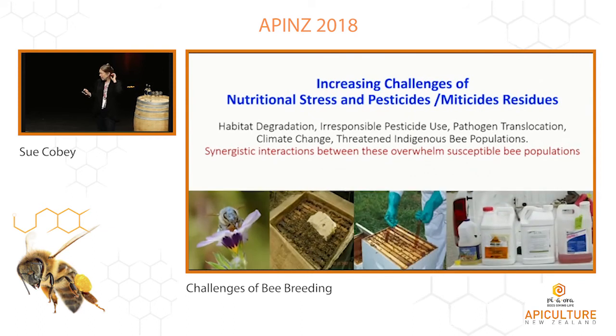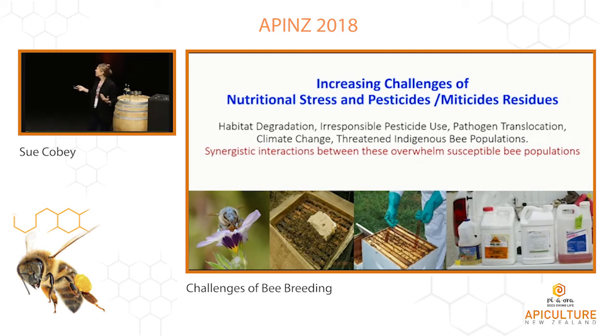You're also dealing with a lot of chemical residues from agriculture, sprays, miticides, different things like this. So these are all just stressors. The nutrition is huge. It's getting more and more difficult to get those bees on good forage. If you can get stressed bees, move them out, get them on good forage, it can just turn that colony over. And that's really important.